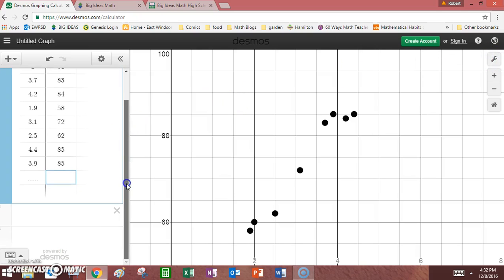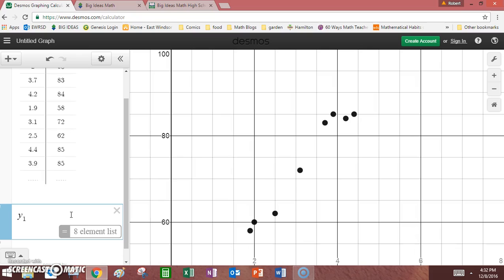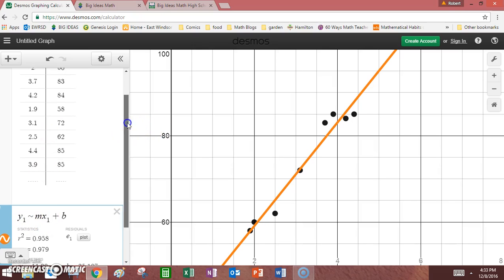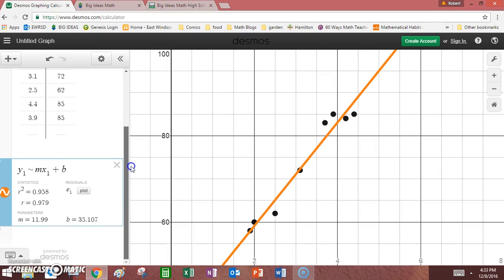So now I want to do all my linear regression. To do that, we type in y1, and it automatically will subscript this. We hit the tilde button, the little squiggly button to the left of the 1 on your keyboard. m, x1, plus b. What this says is, let's make a linear function in slope-intercept form with x as my input and y as my output from the table, and it'll do some calculations to figure out what your slope and y-intercept should be. This is saying my slope is about 11.99 and my y-intercept is about 35.